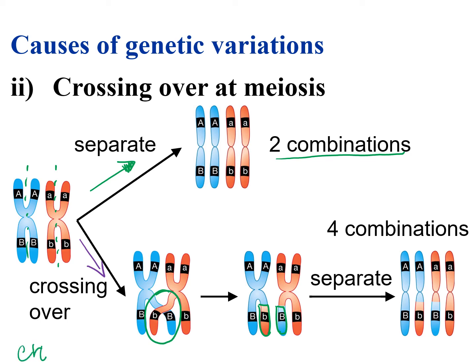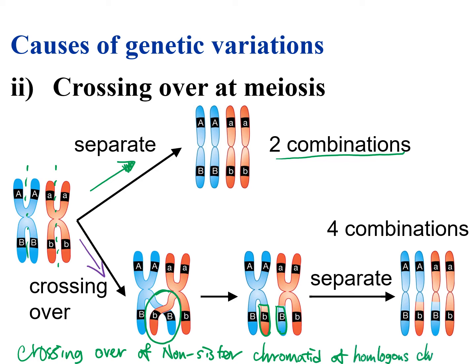So let's write it down. Crossing over of non-sister chromatids of homologous chromosomes. And after separation, instead of two combinations, it shows 4 combinations over here as the gametes. This shows genetic variation.